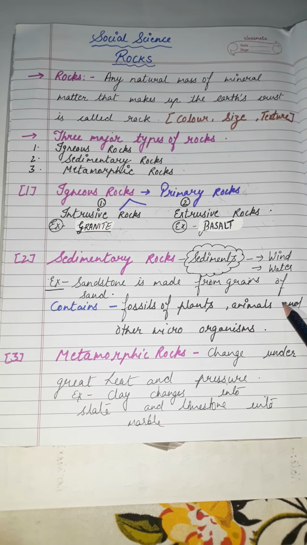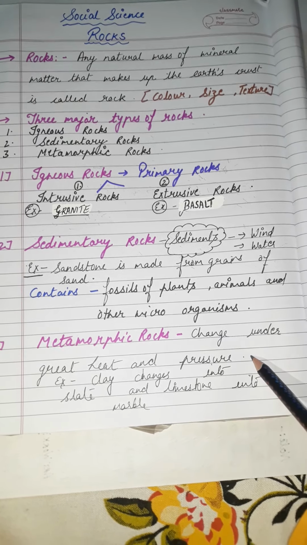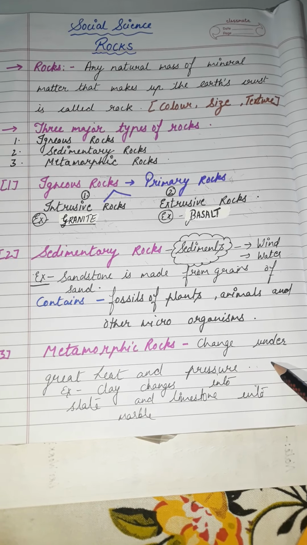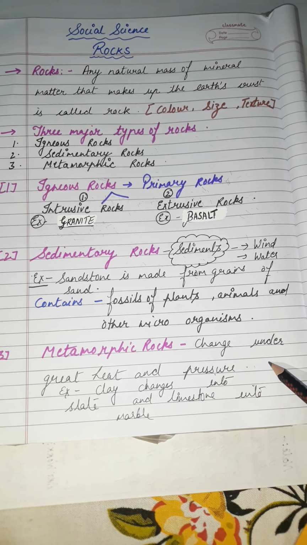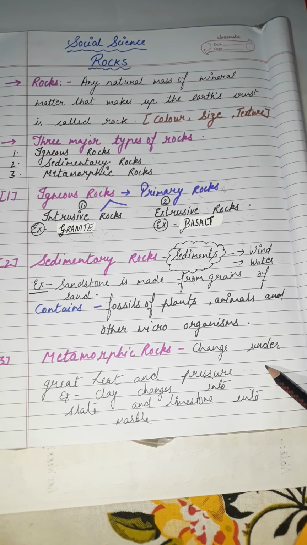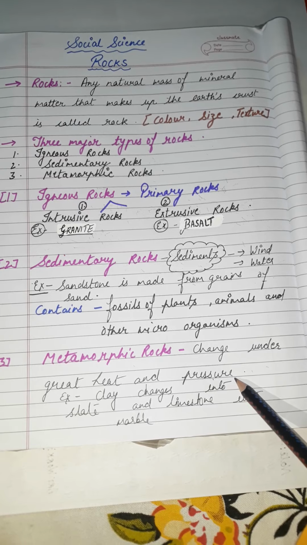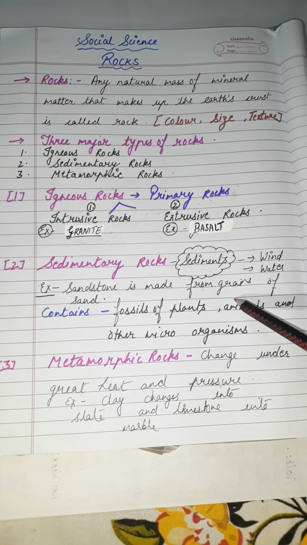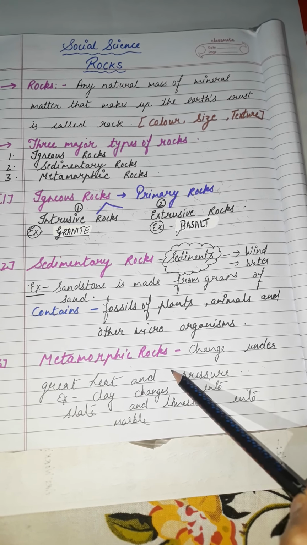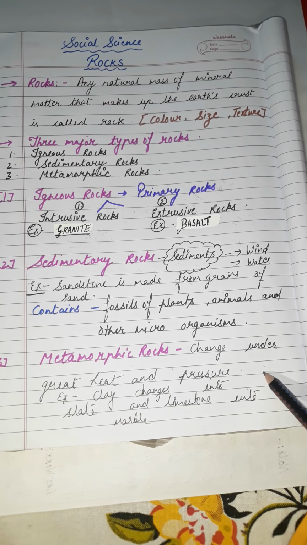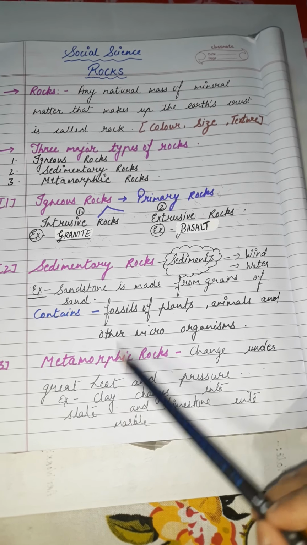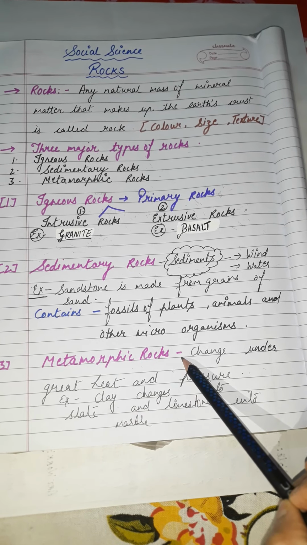Now, come to the last one, metamorphic rocks. Which is the last one? Metamorphic rocks. Igneous and sedimentary rocks can change into metamorphic rocks. Which two kinds of rocks can be changed? Igneous rocks and sedimentary rocks. These two kinds of rocks can be changed into metamorphic rocks when they are under great heat and under great pressure. Then this kind of rocks is called metamorphic rocks.